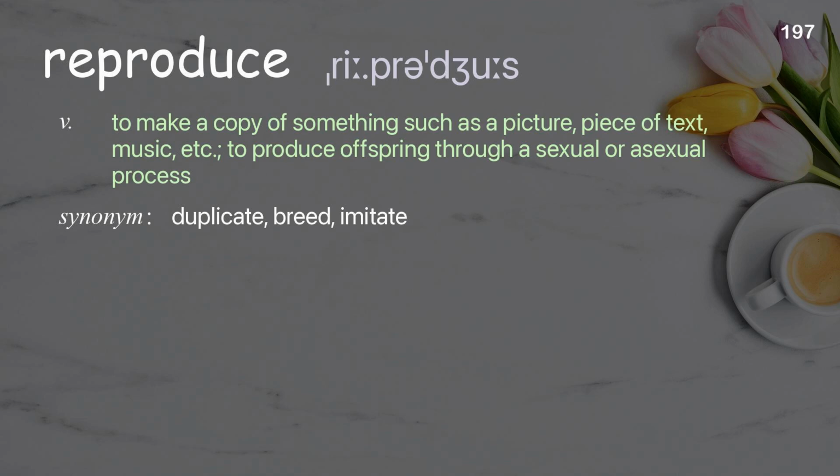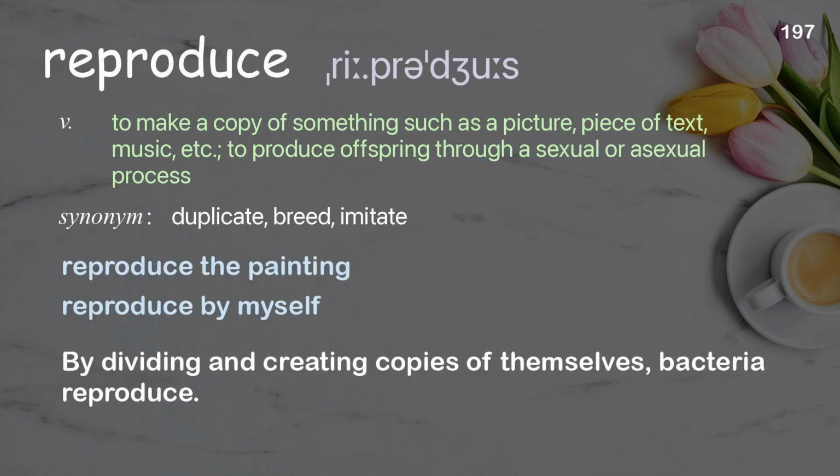Reproduce. To make a copy of something such as a picture, piece of text, music, etc., to produce offspring through a sexual or asexual process. Examples: Reproduce the painting. Reproduce by myself. By dividing and creating copies of themselves, bacteria reproduce.